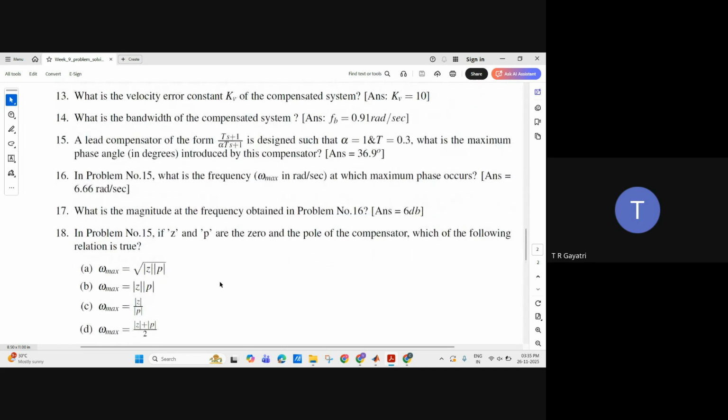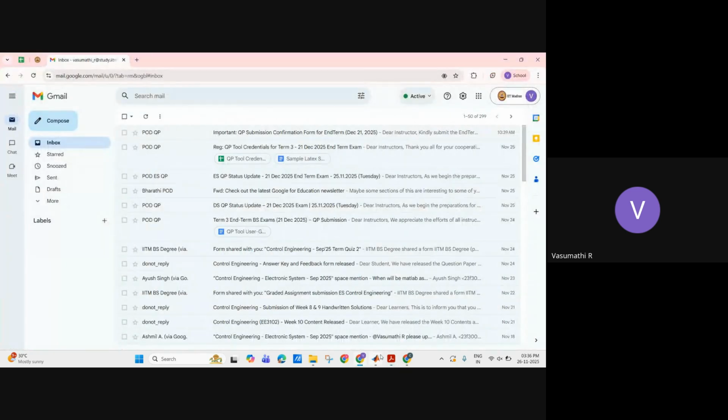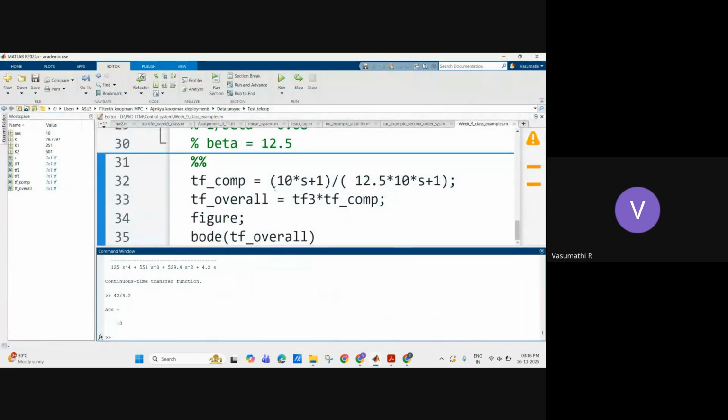We are also doing a lead compensator design, which is of the form (Ts + 1)/(αTs + 1), where alpha will range from 0 to 1. It's designed such that alpha is equal to 1 and T equal to 1. Straight away, they have given that, no need to find all those things. What is the maximum phase angle introduced by this compensator? Let me take T as 0.3 and alpha as 1.